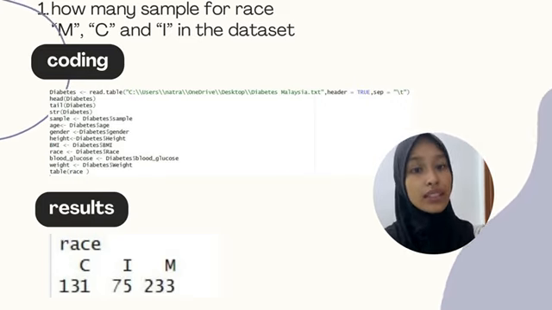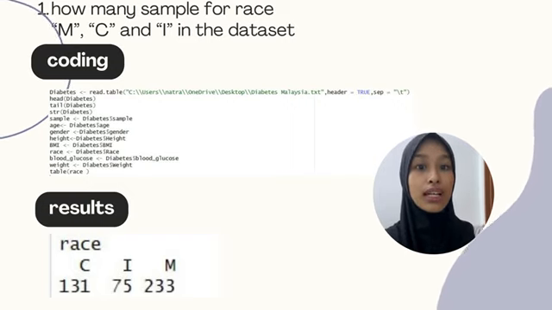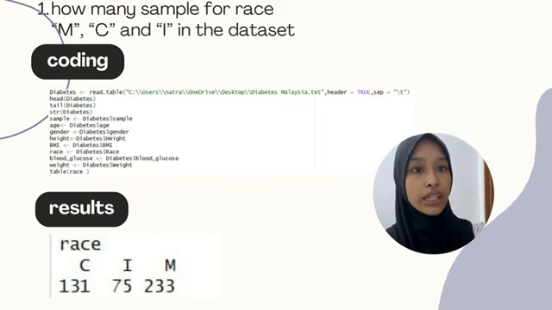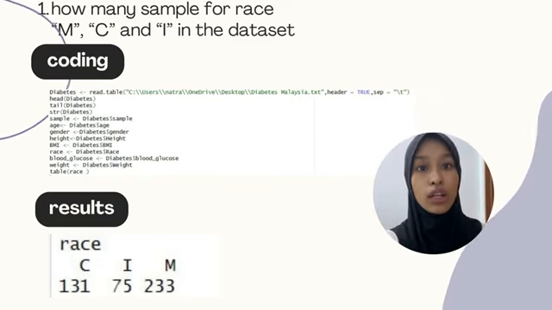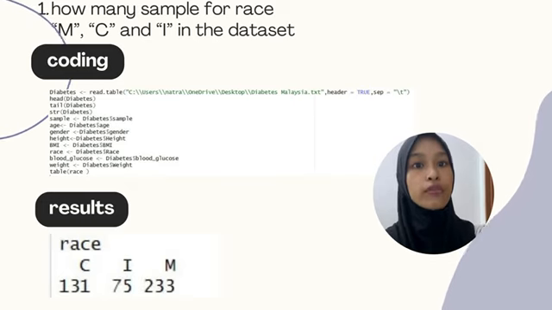Next, head(diabetes) will show the first 6 rows of the dataset. The tail(diabetes) will show the last 6 rows. And str(diabetes) will show the structure, which is the column names and also data types and a few sample values.